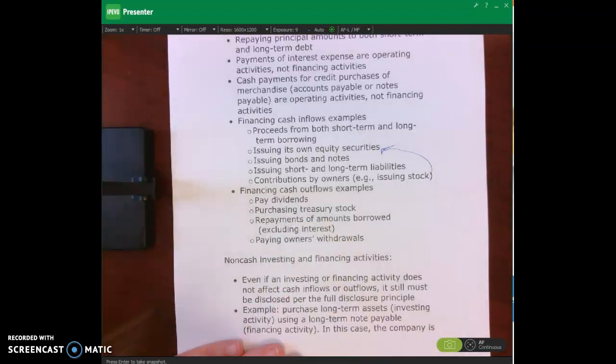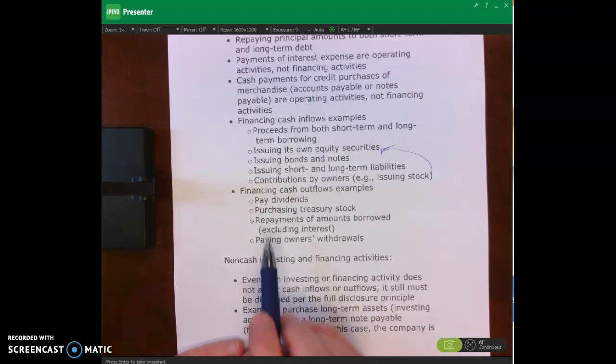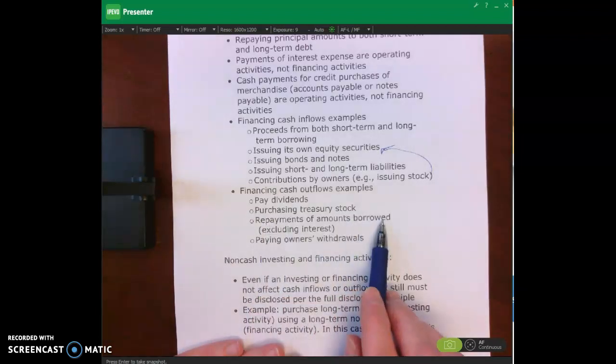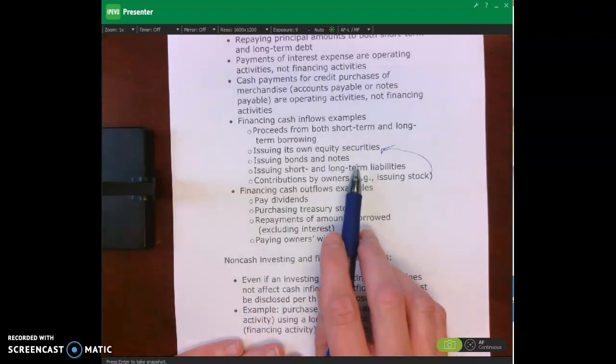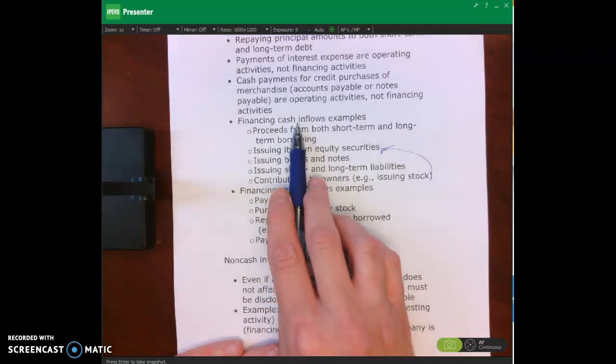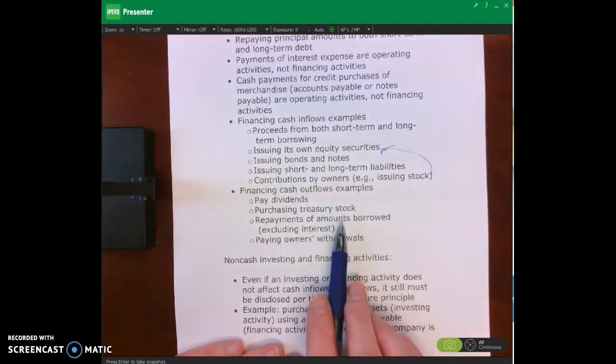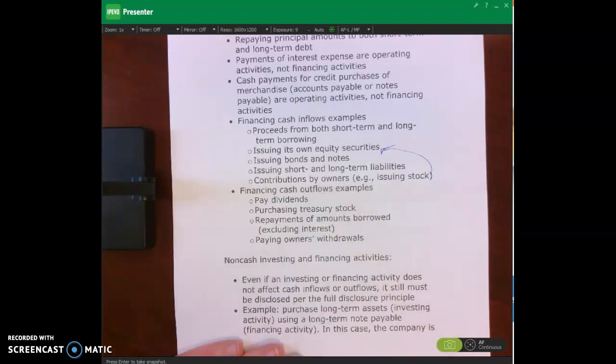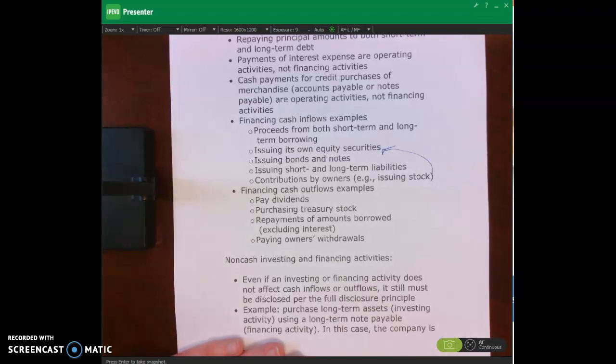Purchasing treasury stock. Remember, treasury stock is when a company purchases its own stock, okay, like stock buyback. Repayments of amounts borrowed. So if we had issued bonds, that's a cash inflow. When we pay back the par value at maturity, that's a cash outflow. Paying any owner withdrawals is another example of a financing cash outflow.